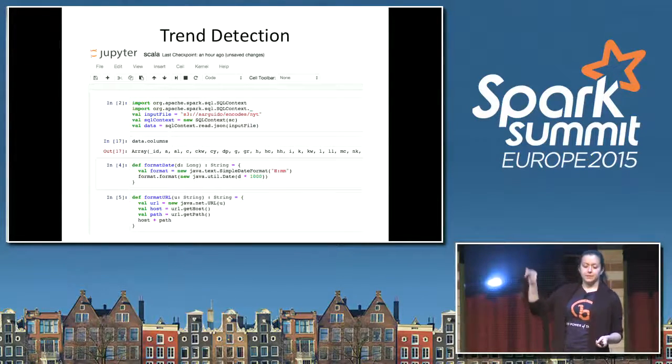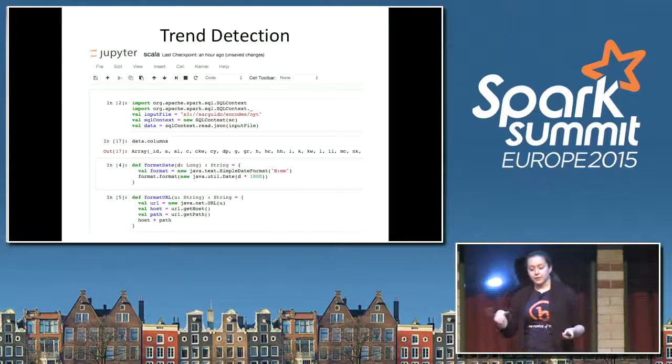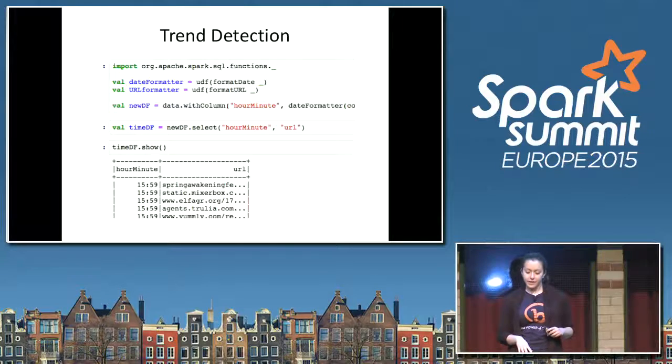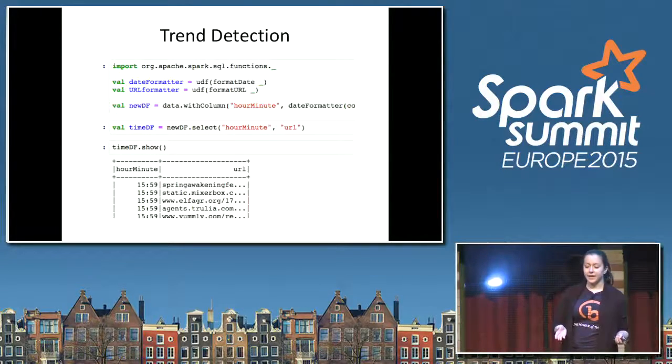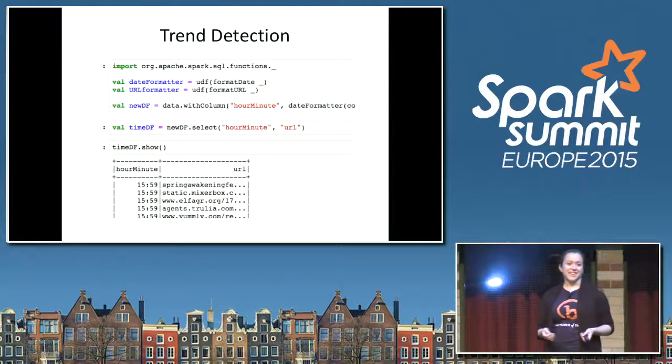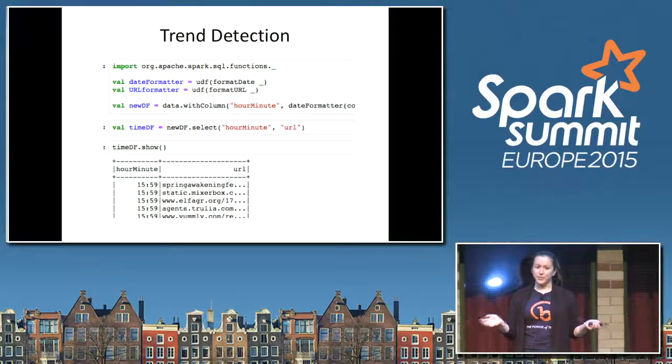So that's what that format date function is doing. And then the format URL function is extracting just the host and the path because I don't need all the query parameters or anything like that. And then here, oh, it actually works. So I created a user-defined function. I ran it on the different columns. And here we have a nice little data frame by minute each URL. And I did this all in Jupyter Notebook, which is really cool. I'm very excited about that.